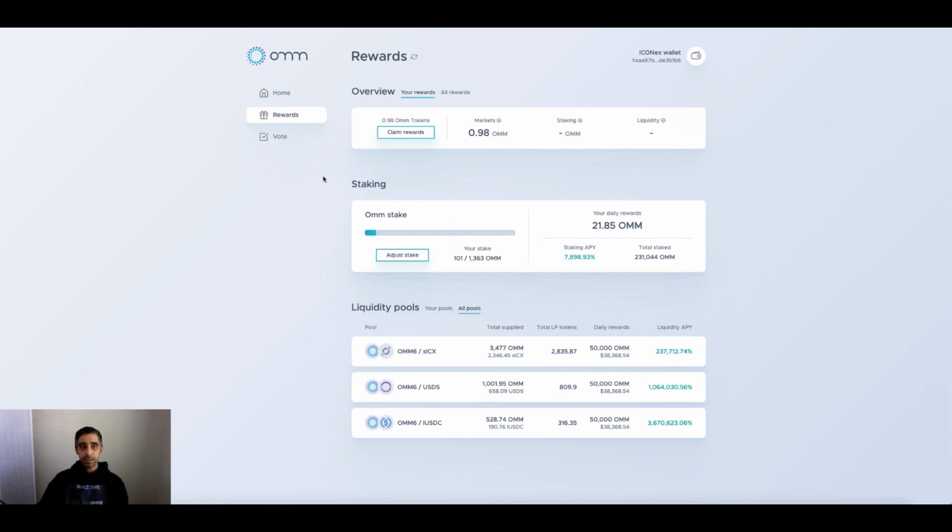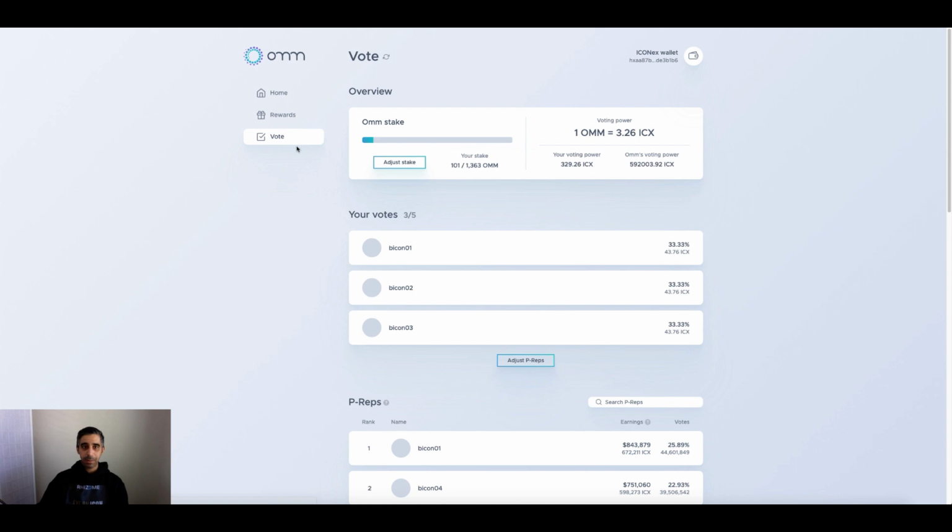Next thing, let's check out the vote tab. What's different about this? Okay, so you can see I have claimed over here, and as in I have voted. And what this is currently telling me, off my 101, 1 OM currently redirects 3.26 ICX. What does that mean? Essentially what you have staked, you can then adjust who you want based on your stakage, which PREPs you want the ICX to get voted to, which is cool. It's giving us a choice. So let's check it out here.